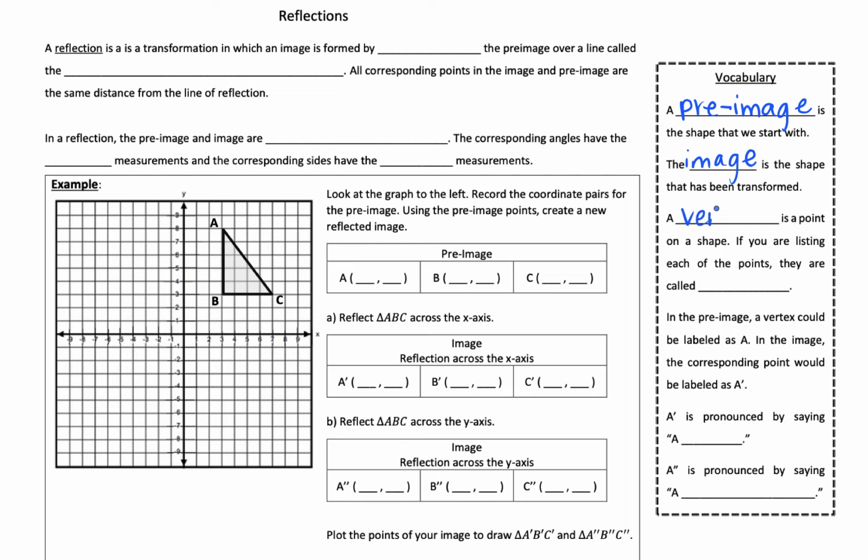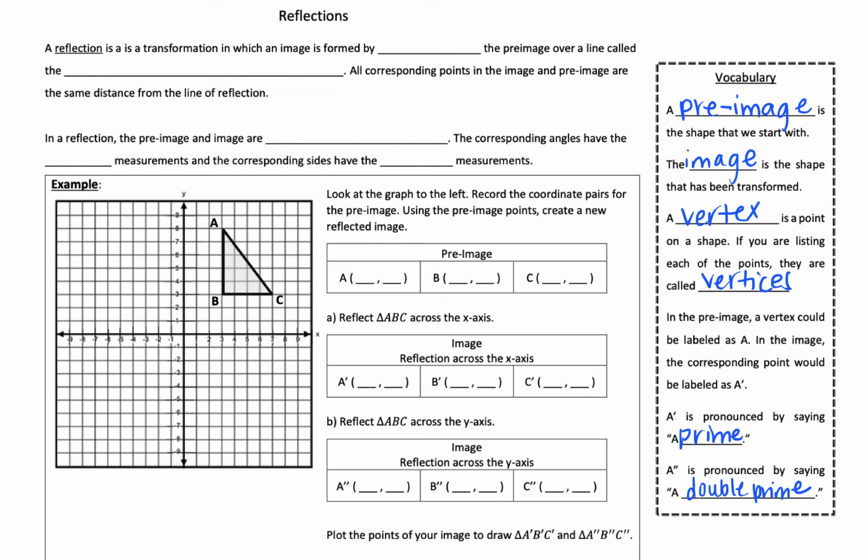A vertex is a point on a shape, but if you're listing multiple, they are called vertices. In the pre-image, a vertex could be labeled as A. In the image, the corresponding point would be labeled as A prime. So we already know that if we see A apostrophe, it's pronounced as A prime. But sometimes, if you translate something twice or reflect something twice, you have A with 2 apostrophes, and that's pronounced as saying A double prime. So you might hear that sometimes.